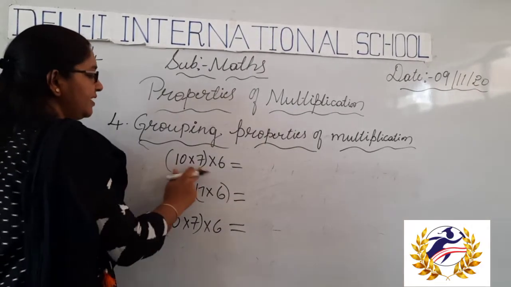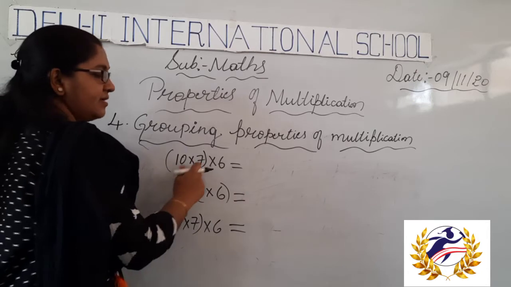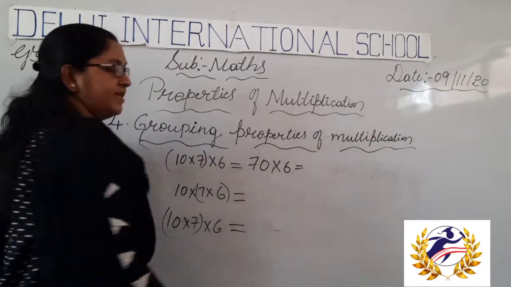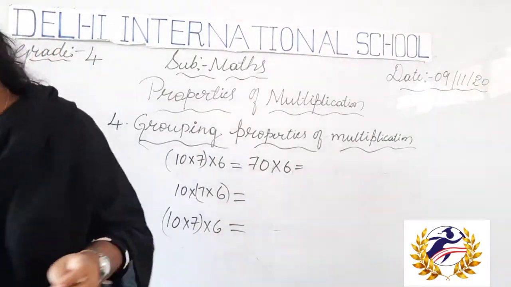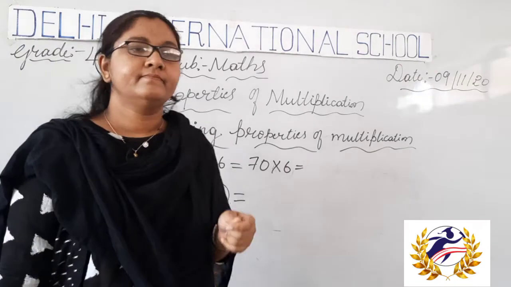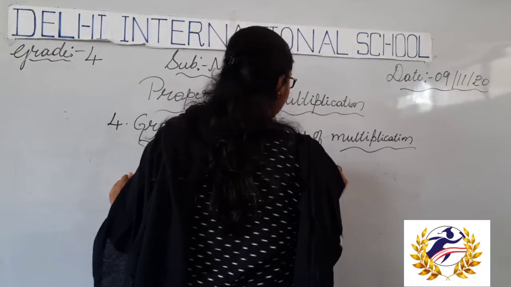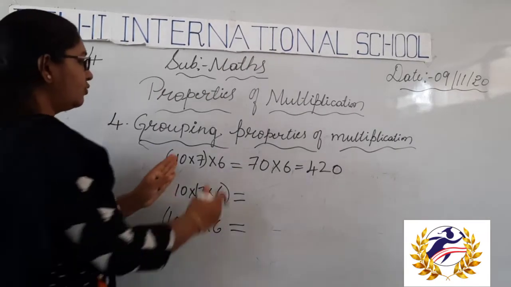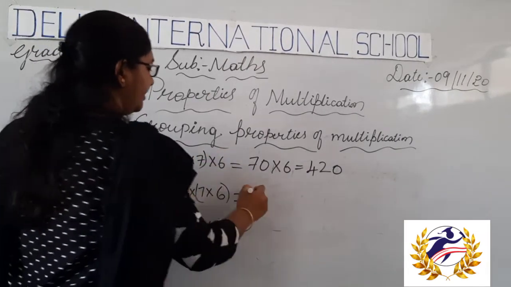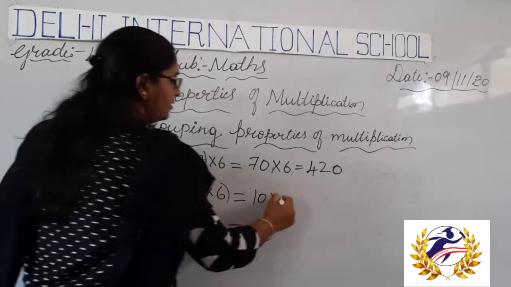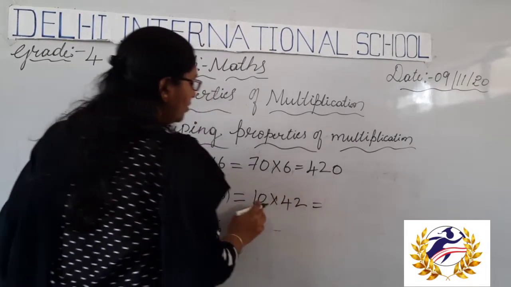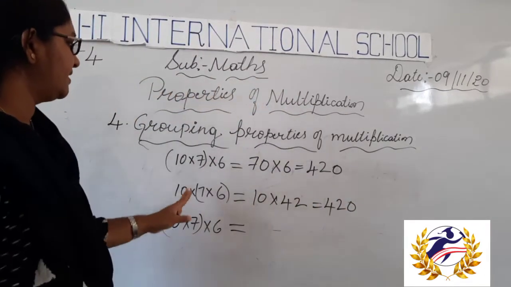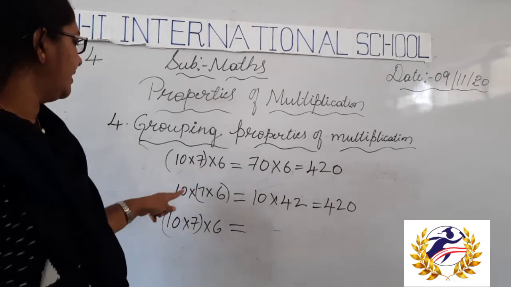First I will group these two numbers, 10 into 7. How much are 10 sevens? 70. 6 is left. I multiply 6 with the 70. 70 into 6 is 420. Then I group the other two numbers now. 7 into 6 is 42. That is equal to 10 into 42, which is 420. I have changed the groups here.